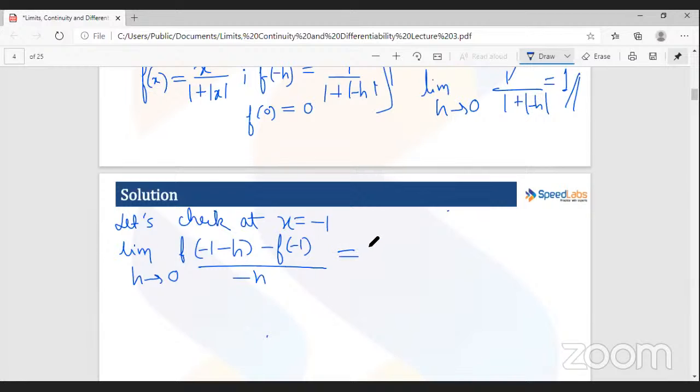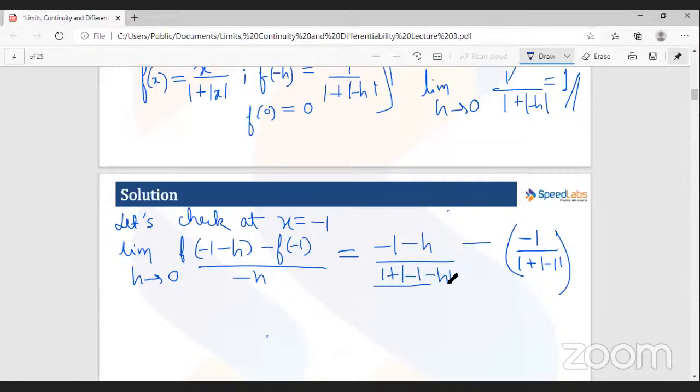So this becomes (-1 minus h) upon 1 plus mod of (-1 minus h), minus f of -1, which was -1 upon 1 plus mod of -1, upon minus h. We are checking for left hand derivative.